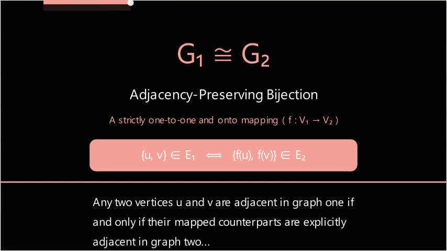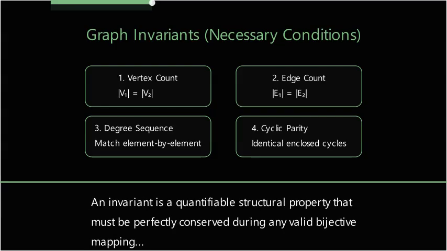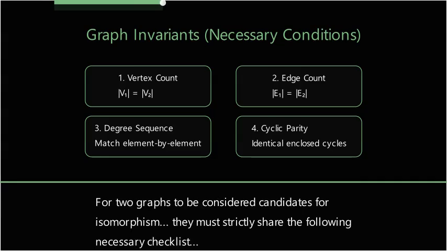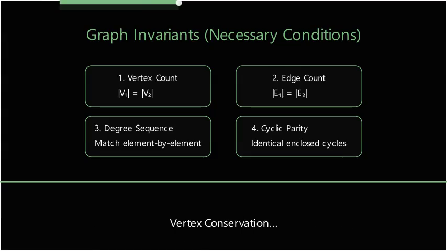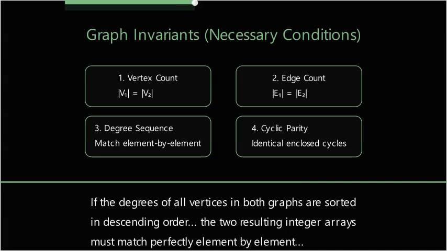To systematically determine if an isomorphic mapping is even possible, analysts rely on evaluating strict graph invariance. An invariant is a quantifiable structural property that must be perfectly conserved during any valid bijective mapping. For two graphs to be considered candidates for isomorphism, they must strictly share the following necessary checklist: vertex conservation, edge conservation, degree sequence alignment, and cyclic parity. If the degrees of all vertices in both graphs are sorted in descending order, the two resulting integer arrays must match perfectly element by element.